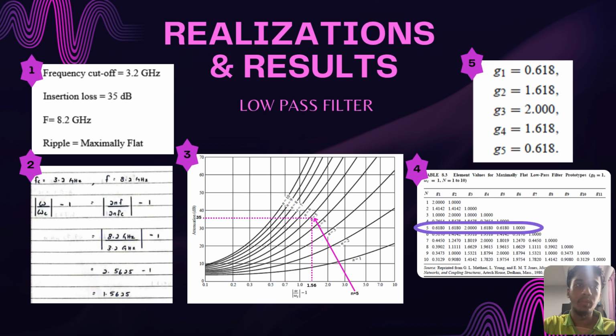5. So at picture number 4, we can find the values of G1, G2, G3, G4, and G5 for the n value equal to 5. So G1 is 0.618, G2 is 1.618, G3 is 2.0, G4 is 1.618, and G5 is 0.618.